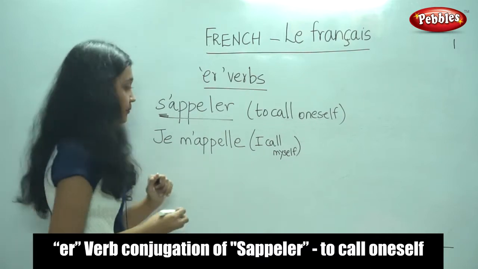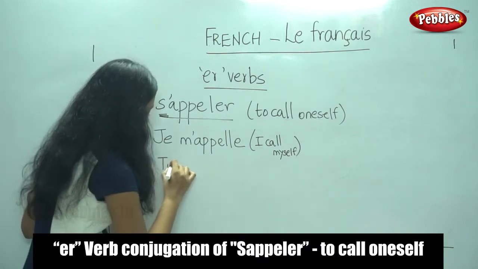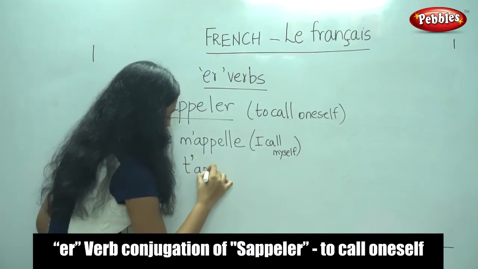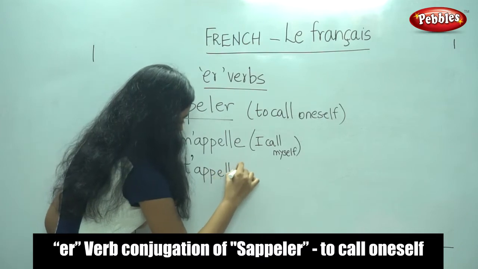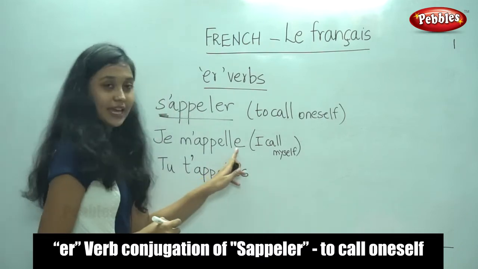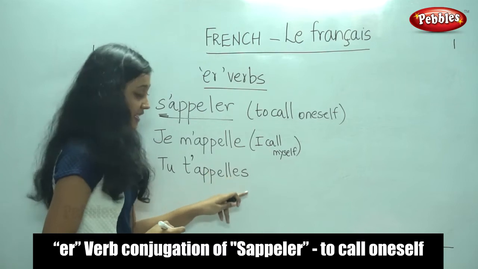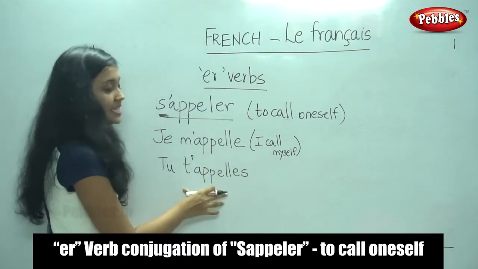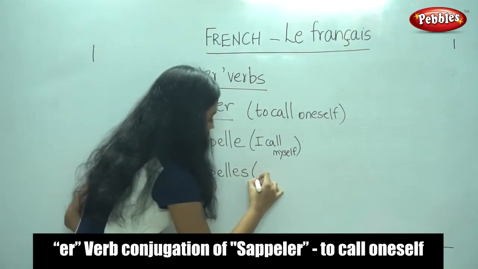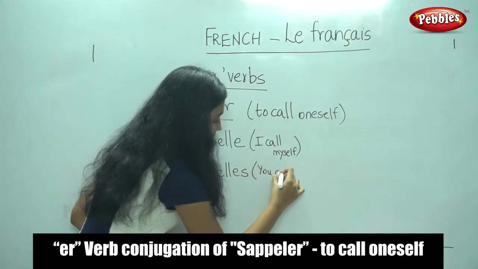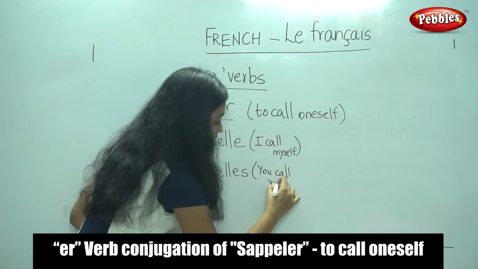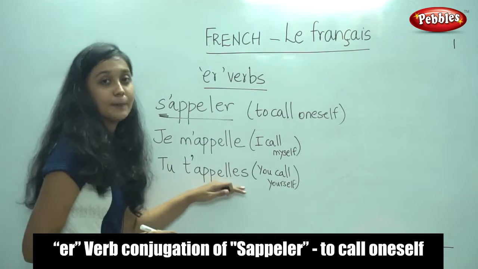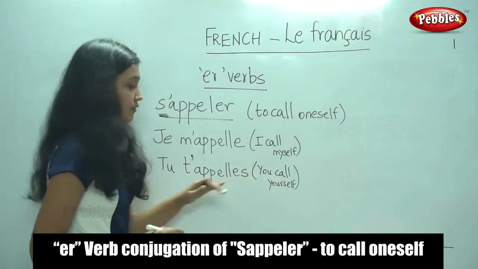Je m'appelle. For tu, it is tu t'appelles. So the ending is the same, E and ES. However, there is an L here which is extra. This is the change that we are making. So, tu t'appelles means you call yourself. Tu t'appelles, you call yourself.